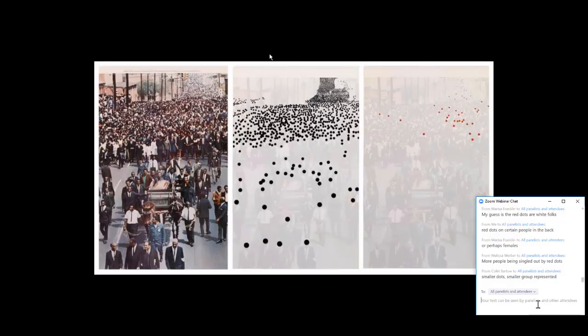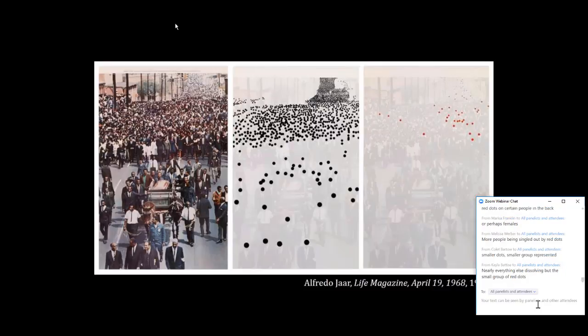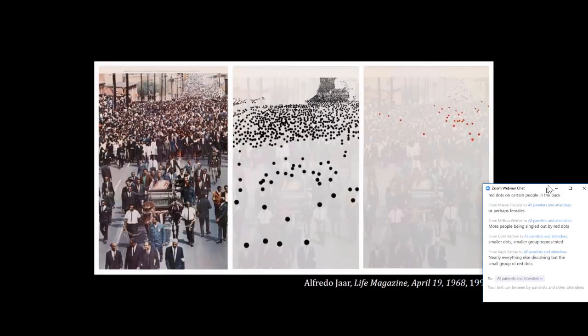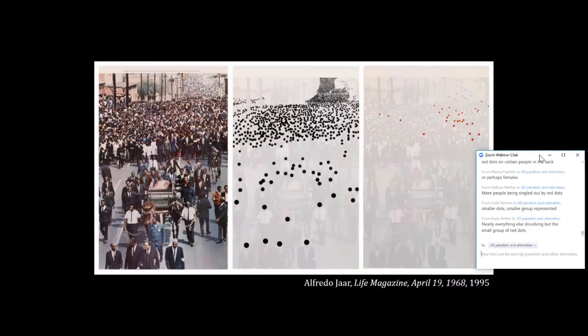The title of this artwork is Life Magazine, April 19th, 1968, to give the full title. And the artist's name is Alfredo Jaar. He's a Chilean-born artist who came to the United States in 1982. And when he moved to the United States in 1982, he was really troubled to discover that racial tensions still ran as high as they did so long after the civil rights movement.